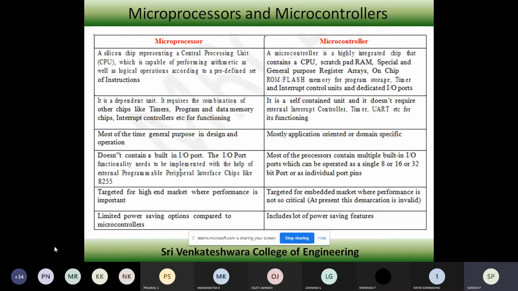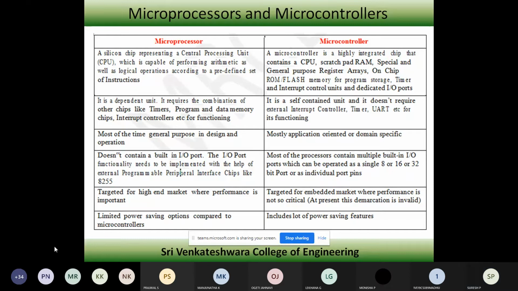So now when it comes to IO ports, the microprocessor does not contain a built-in IO port. IO port is nothing but where you are going to have the input and output operations. As we said, the microprocessor will not have external input and output ports, so you have to fix one, and then the IO port becomes the dependent unit of the microprocessor.